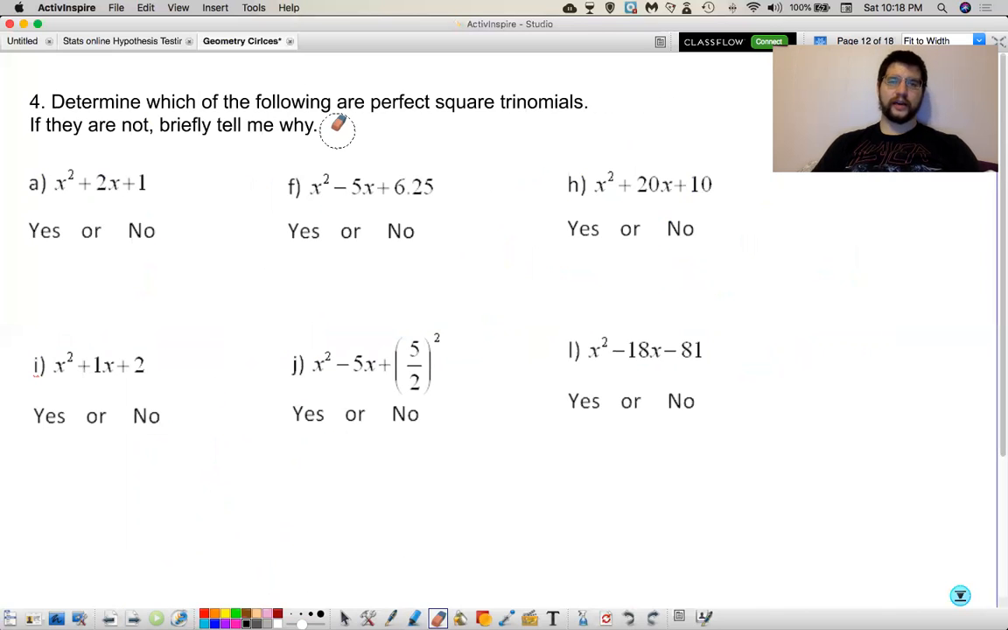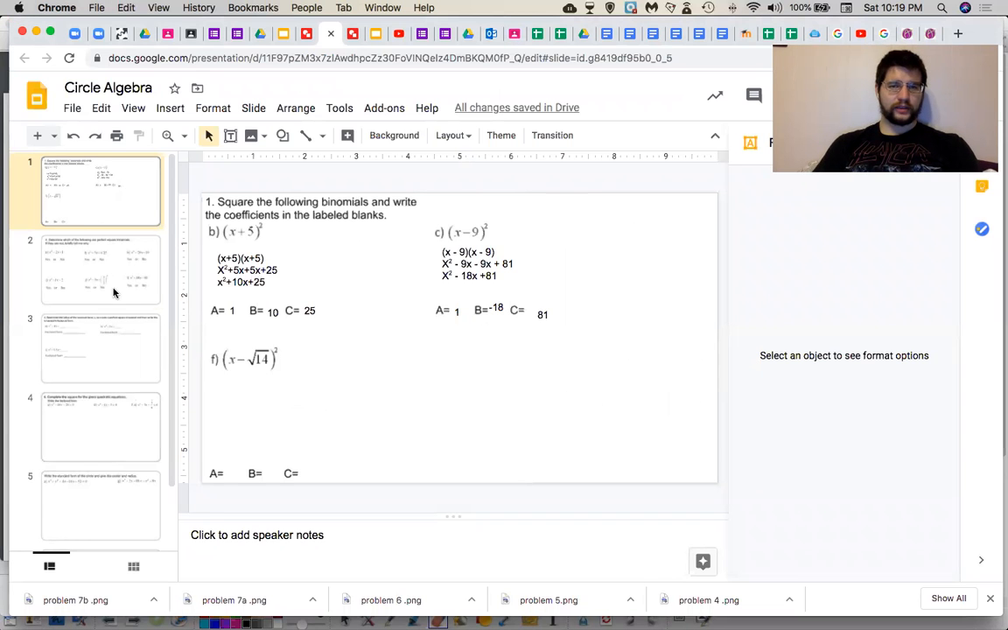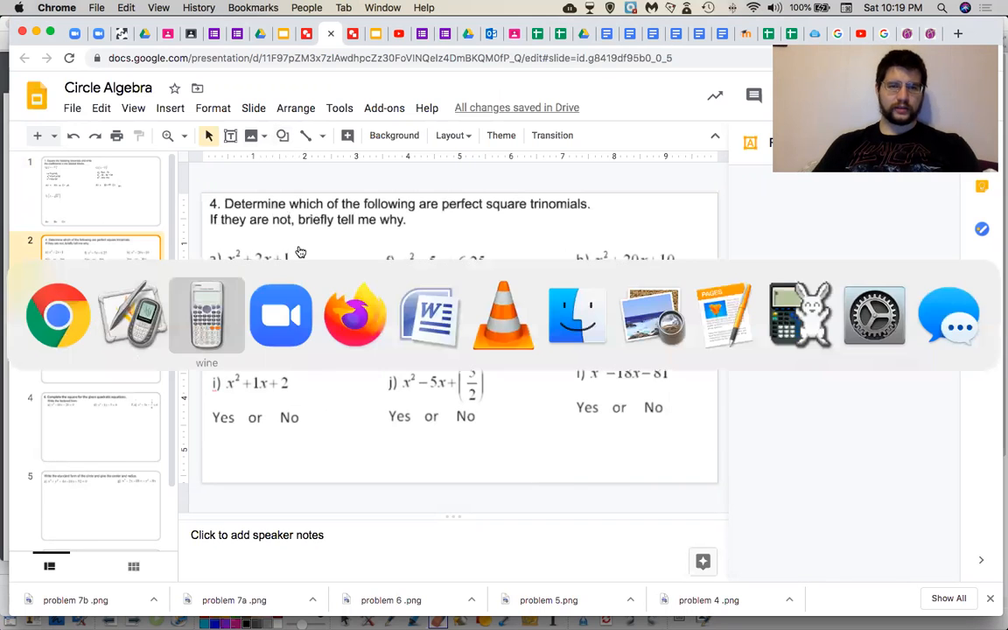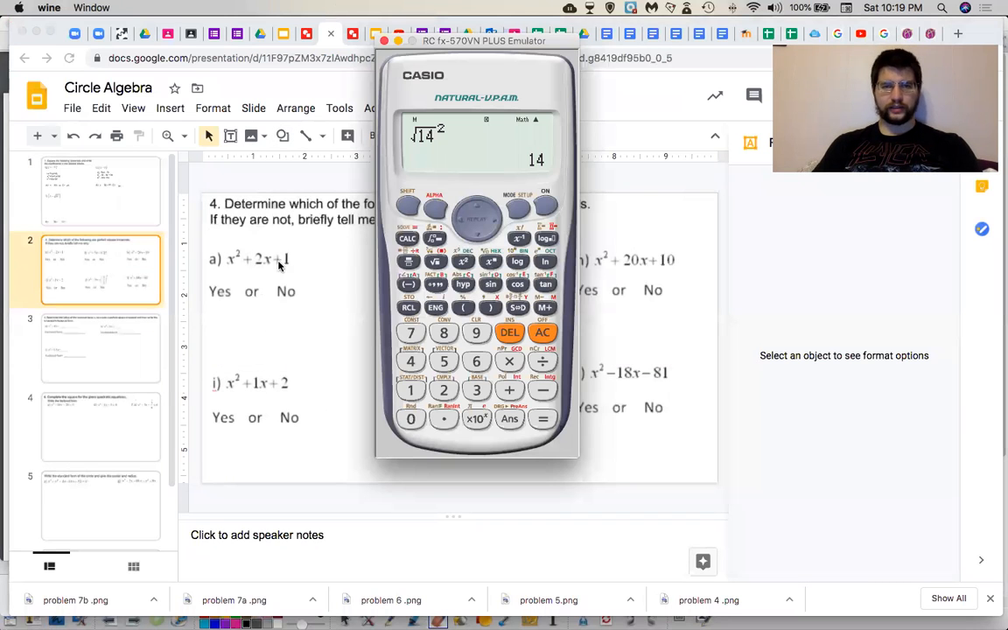Actually, we're going to use it right now to tell if these are perfect square trinomials. Because remember, I just said, if it's a perfect square trinomial, then you can get b over 2, square it, and that better give you c. If that's not true, you don't have a perfect square trinomial. So let's just test these right here. These are just yes or no's, and we can just circle. So I'm going to take my calculator. I can actually do it in my head, but why not use a calculator?